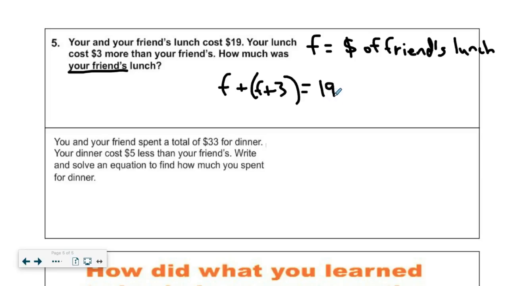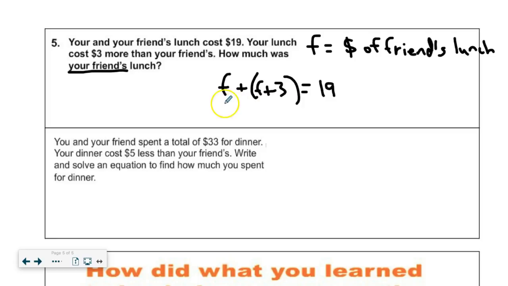So let me just kind of backtrack there. Your friend's lunch costs F dollars. Your lunch is $3 more than that, which would be F plus 3. There is that represented amount right there. The combination of those two is $19 total. Okay, so really the parentheses don't need to be there. I'm just showing you that the parentheses represent this one quantity, which is your lunch.